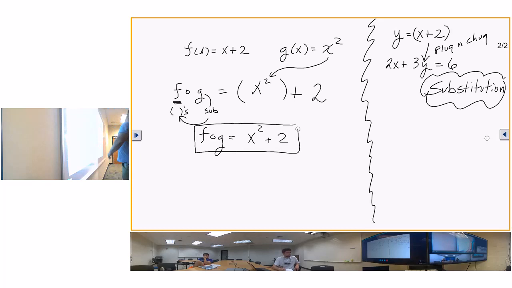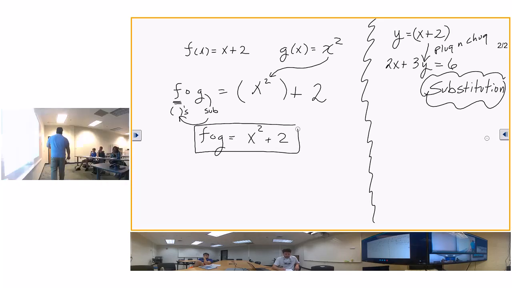Now you do g composed of f. Don't forget to hold your pinky up when you do it, you know, like when you're drinking tea.